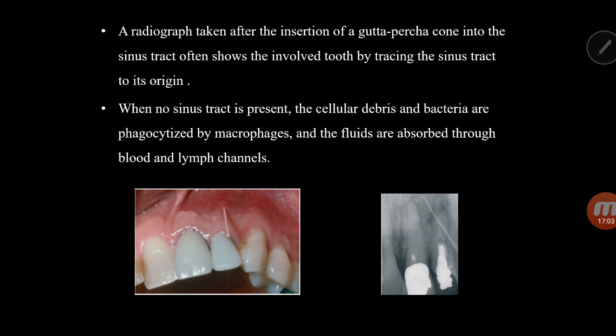And you can detect the sinus tract by using gutta-percha. Preferably a number 25 gutta-percha is used for the detection of this sinus opening. A radiograph should be taken after the insertion of the gutta-percha cone into the sinus tract. It often shows the involved tooth by tracing the sinus tract to its origin. So you can find out the origin where the infection starts.